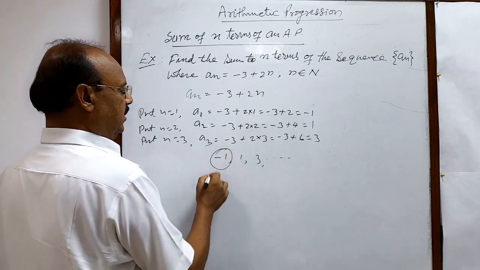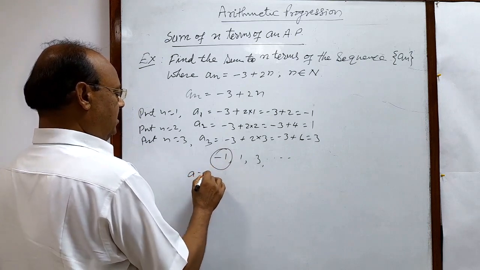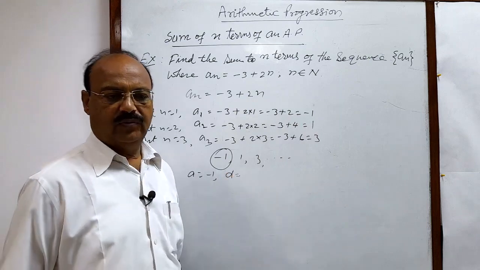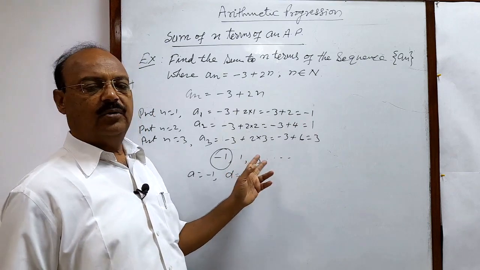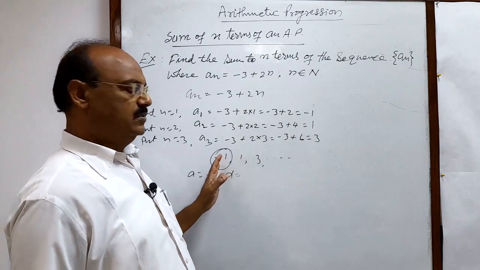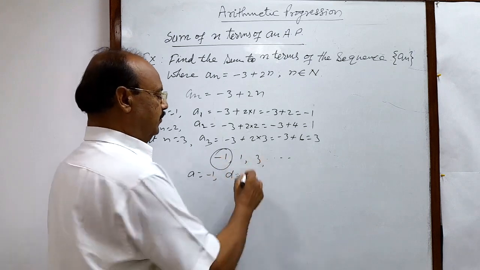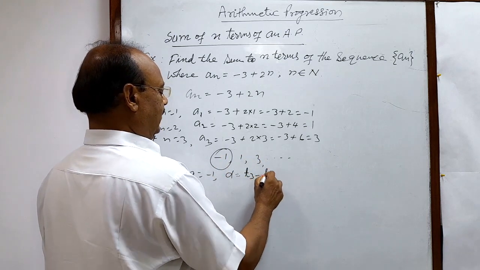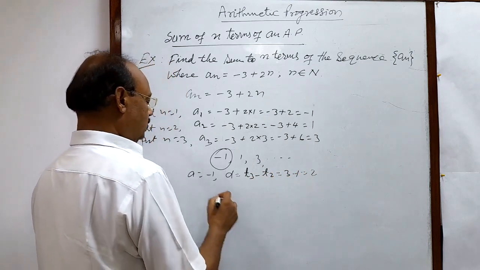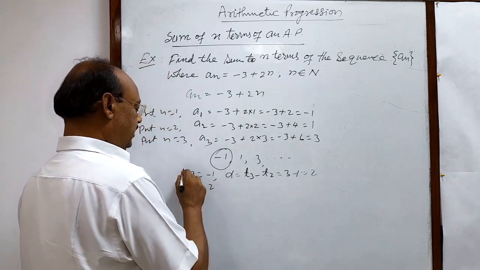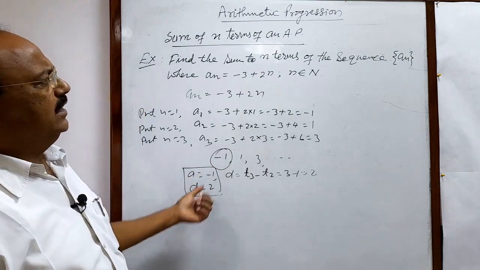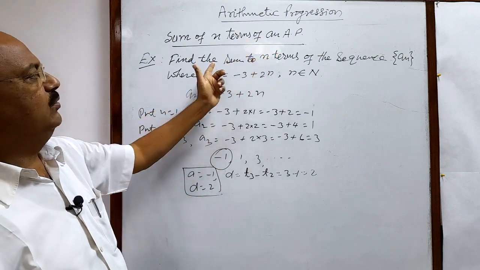So here this minus 1 is first term. First term is minus 1 and common difference d is how much? By getting the difference of two consecutive terms, we can get the value of d. Second term minus first term, or third term minus second term. This is equal to 3 minus 1, this is equal to 2. So here a is equal to minus 1 and d is equal to 2. If we get the value of a and d, we can easily get sum of n terms of the AP which is required here.